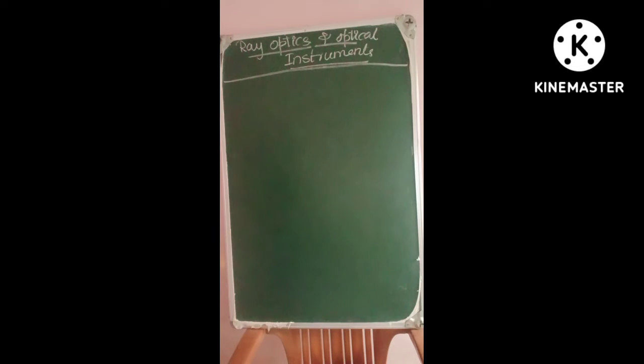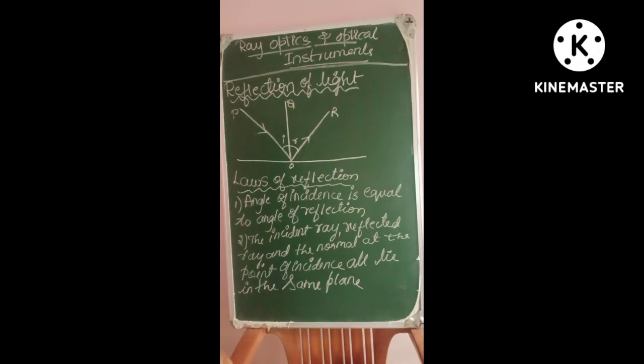Okay, so let us start with the first phenomenon, that is reflection of light. In the previous videos we have studied already about electric charges and fields, electrostatic potential and capacitance, current electricity, and moving charges and magnetism. All the previous chapters' videos are available in my channel playlist. You can visit my channel for the videos. Okay, in ray optics and optical instruments, first we are going to study about the reflection of light.